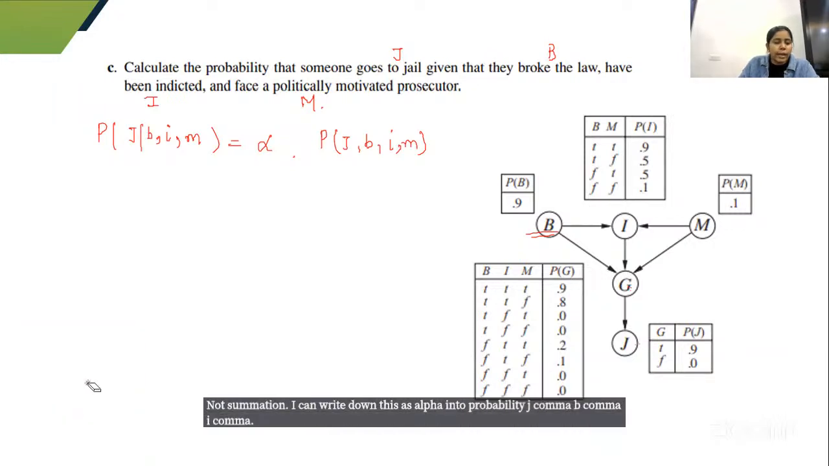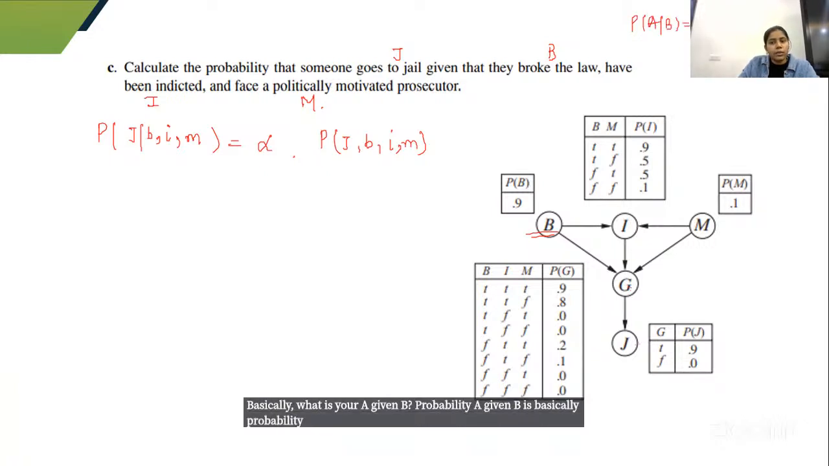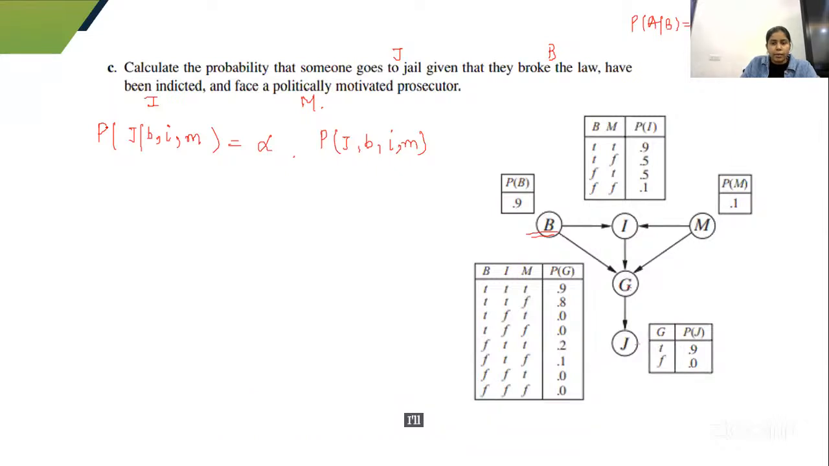Guys, do you know why I am multiplying it by alpha? Do you guys know? Anyone? Basically, probability of A given B is probability of A comma B, or you can say A intersection B, upon probability of B. So 1 by probability of B I have taken as alpha. I'll replace it later, right? What would I do? I'll take the sum of all the probabilities and divide by it.